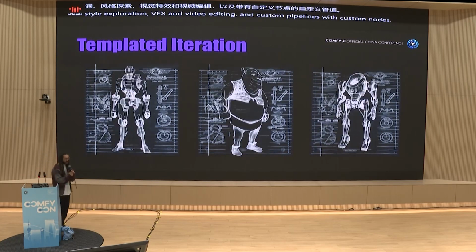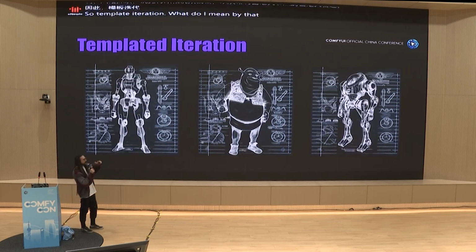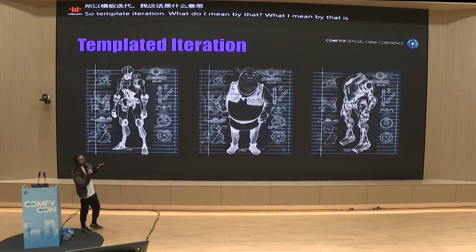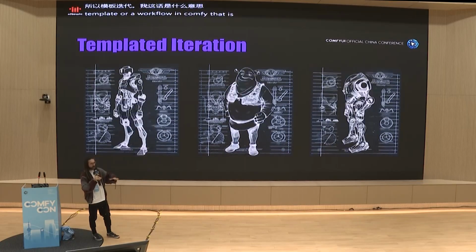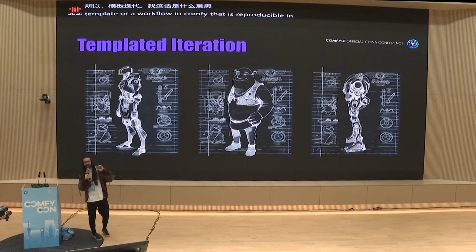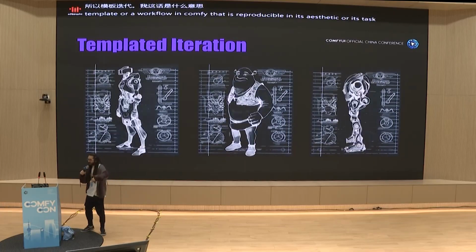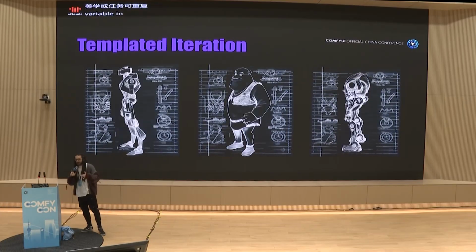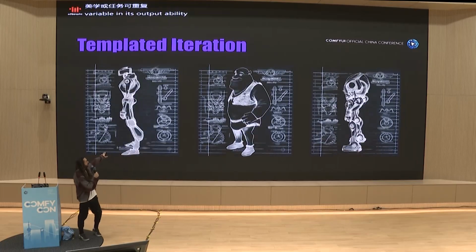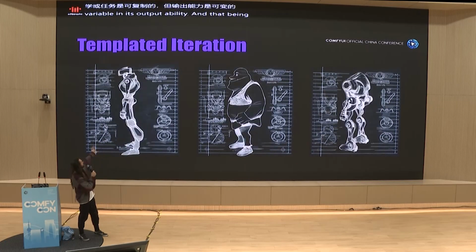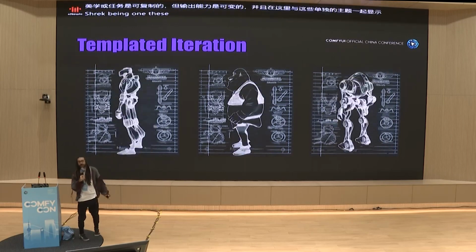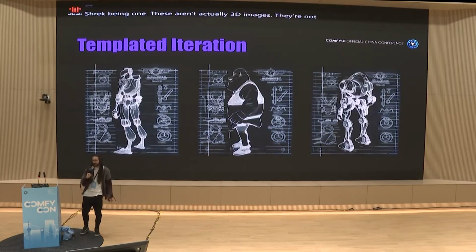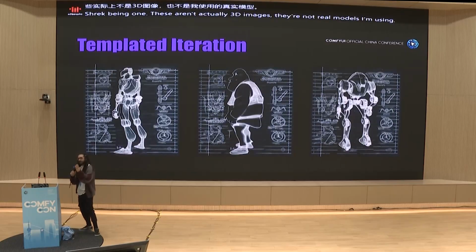So template iteration, what do I mean by that? Well, what I mean by that is creating a template or a workflow in Comfy that is reproducible in its aesthetic or its task, but variable in its output ability. And that being displayed here with these separate subjects, Shrek being one. These aren't actually 3D images. They're not real models. I'm using SVD to simulate a 3-dimensional view.